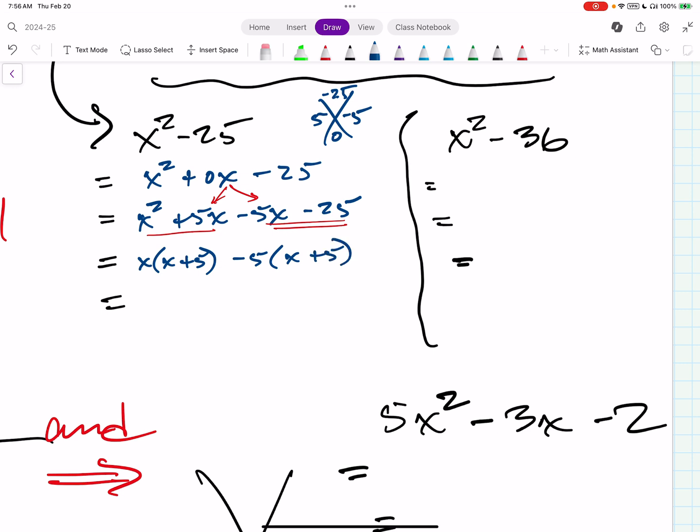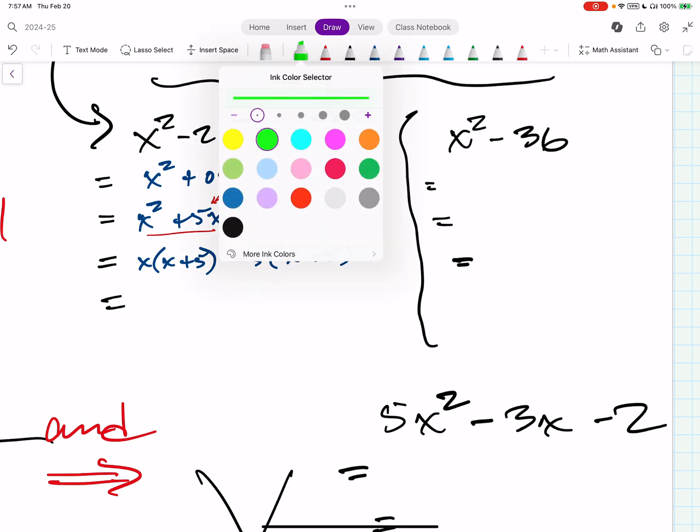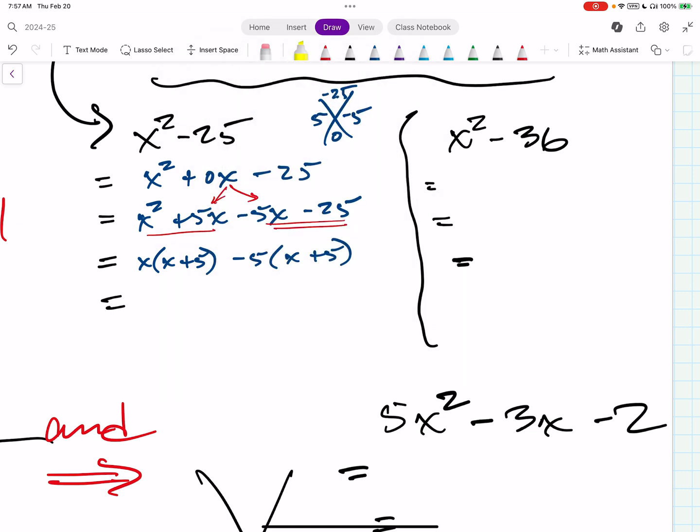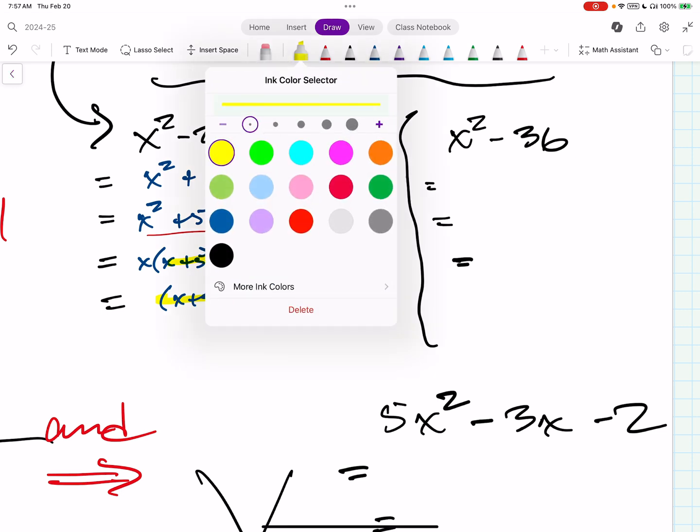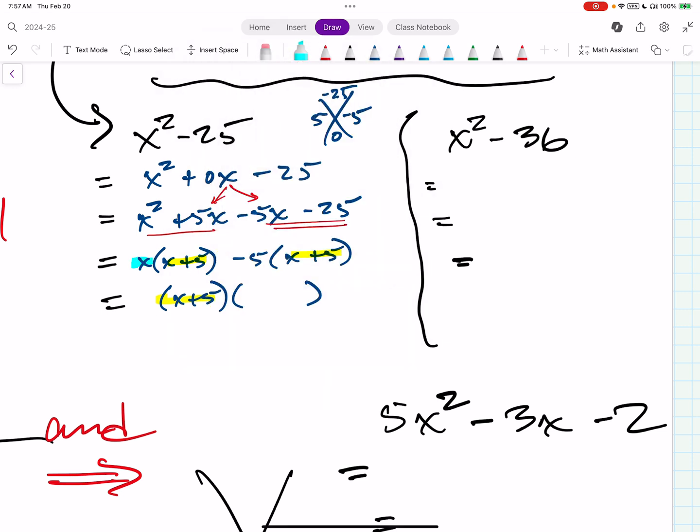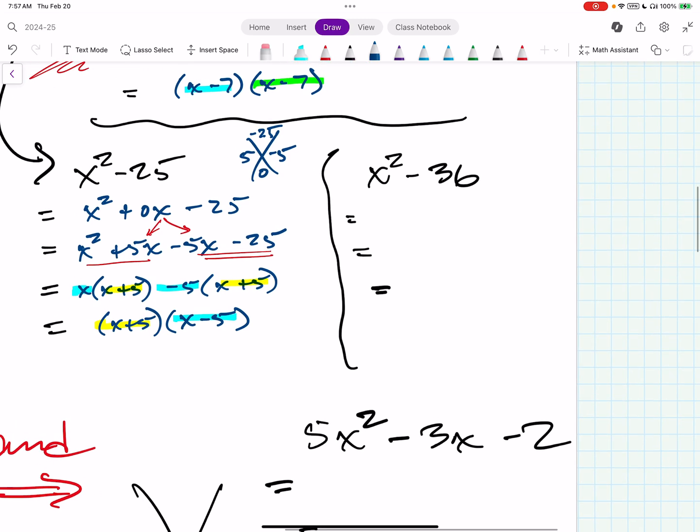All right, and then you go ahead and do your factor by grouping by factoring out the common factor, which is x plus 5. Obviously, they're the same. So what do we have? We have x plus 5 as our common binomial times what? Well, the remaining factors, which is x minus 5. So that goes in here. So there's your factoring, x plus 5 times x minus 5.